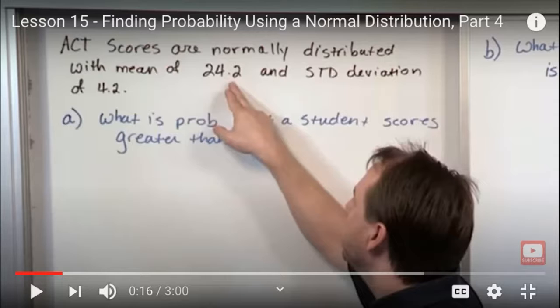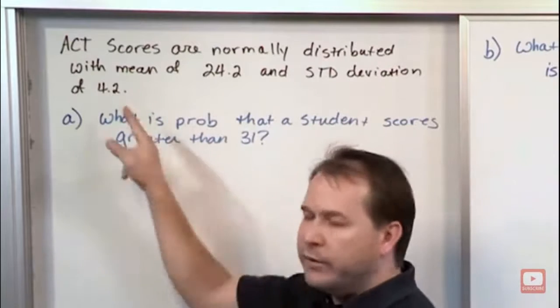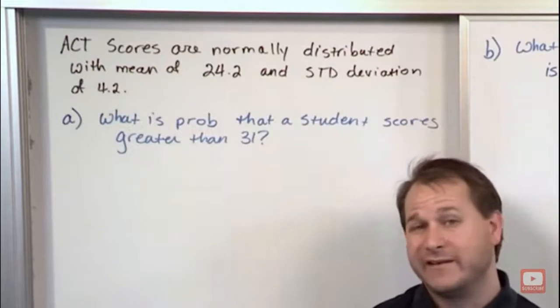They use that for getting people into college and universities in the States. We do not have that score here. 24.2 is the mean test score, with a standard deviation of 4.2. So that might be something else that surprises you.